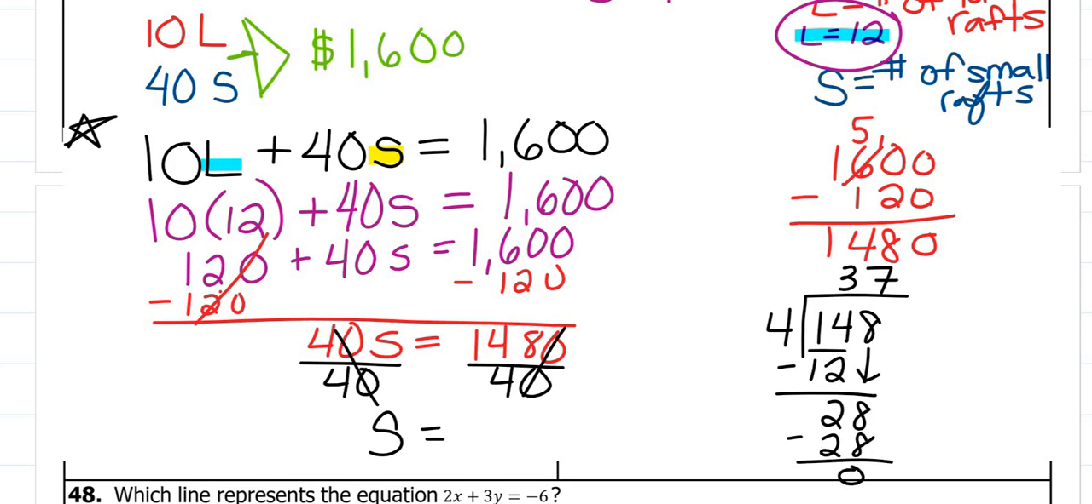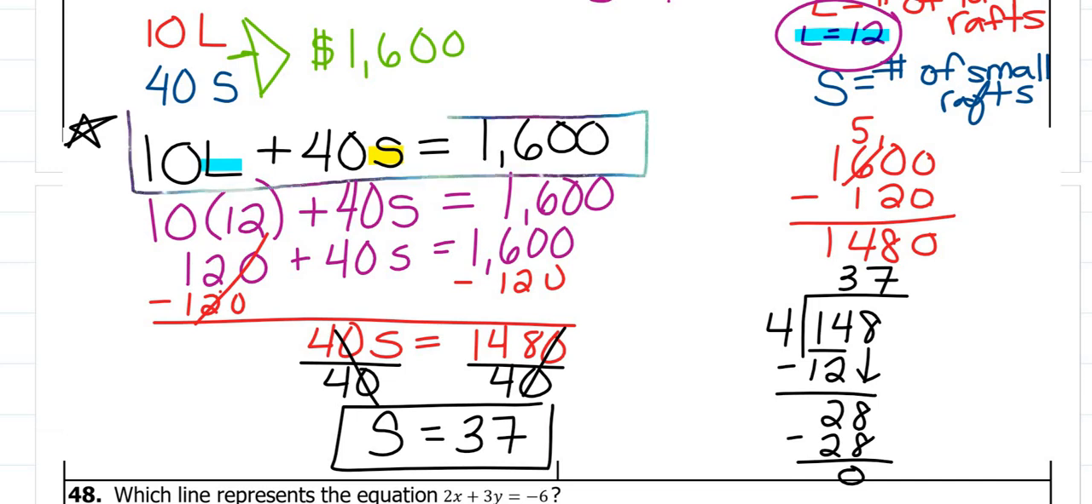That means 37 is the number of smaller rafts I'm going to rent. So that's my final answer. I'm renting 12 large rafts and 37 small rafts, and the total cost is going to be $1,600. The equation I used to come up with this answer is right here: $10 per large raft plus $40 per small raft equals $1,600. And we are done with this page.